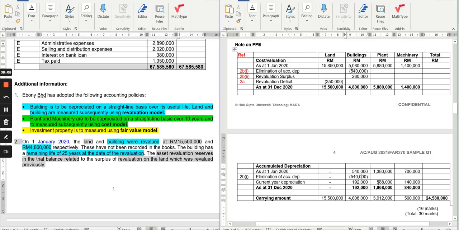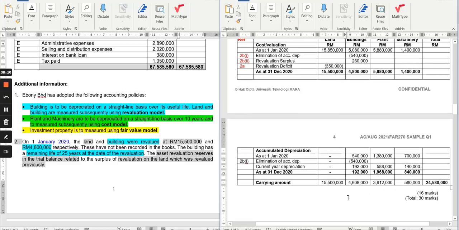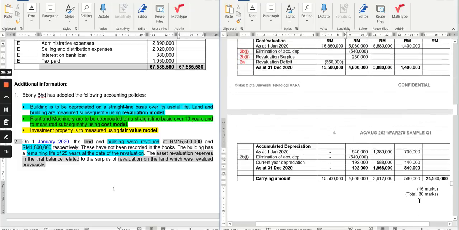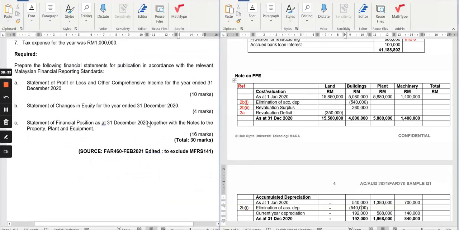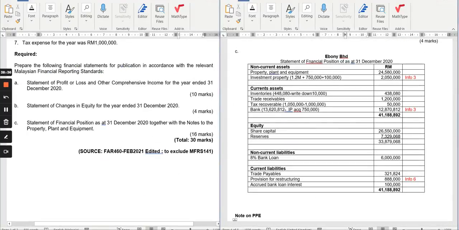For plant and machinery, I have already shown the calculation in our workings, so you need to include it here. And the carrying amount at the end of the year is going to be cost minus accumulated depreciation: 4.8 minus 192, 5.88 minus 1.968, and 1.4 minus 840. So altogether it will be 24,580. That is the one that you will transfer to your notes on PPE. With that, I thank you for watching.